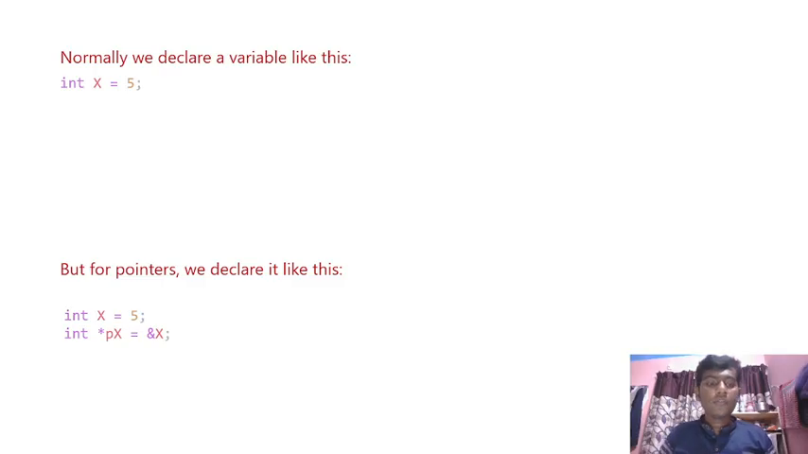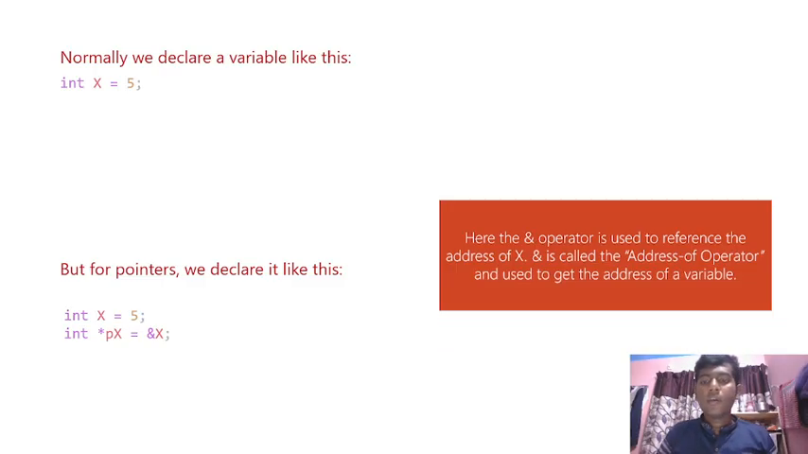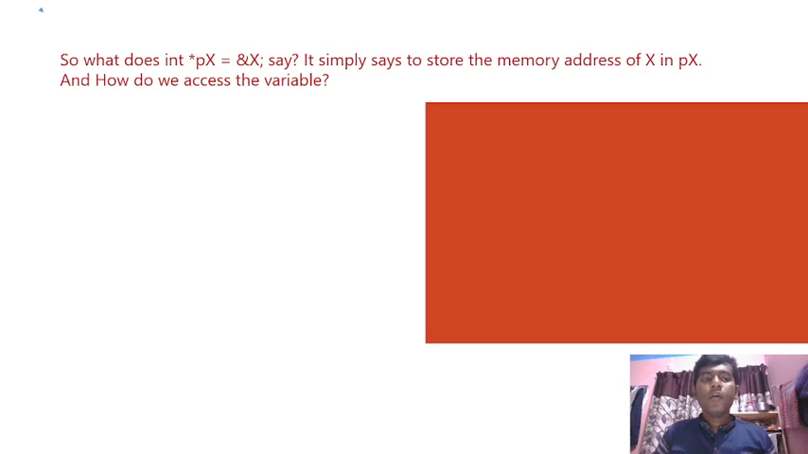We can see a new sign here, ampersand. Here the ampersand operator is used to reference the address of x. Ampersand is called the address-of operator and is used to get the address of a variable. So what does int *px = &x say? It simply says to store the memory address of x in px.